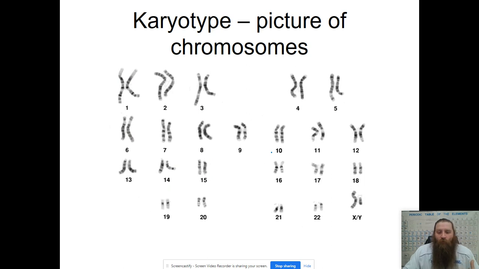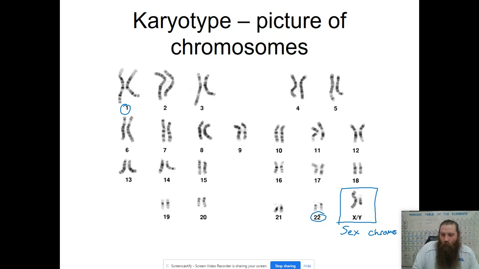When we visualize the karyotype, the scientist takes a picture of each chromosome and puts them together to make this kind of slide. You can see that chromosome number 1 is way bigger than chromosome 22. They get smaller as you go. The very last pair is the sex chromosomes, and 1 through 22 are our autosomes.